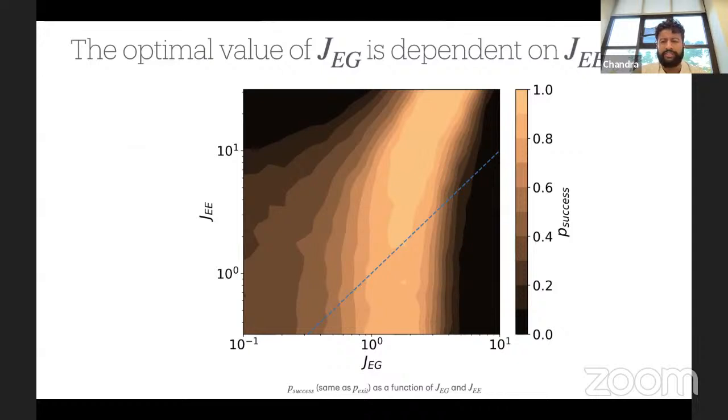So you do see this sort of weak dependence, but nonetheless, it does depend on JEE. In some sense, one can say that for a good range of values, the optimal value at which the germ cells exit seems to be almost independent of JEE, but only once JEE goes up significantly do you see some change in the optimal level of JEG as well.